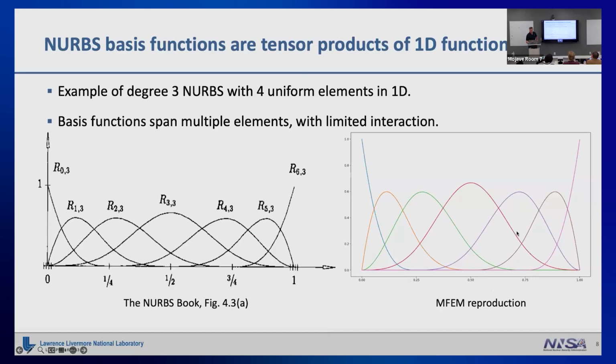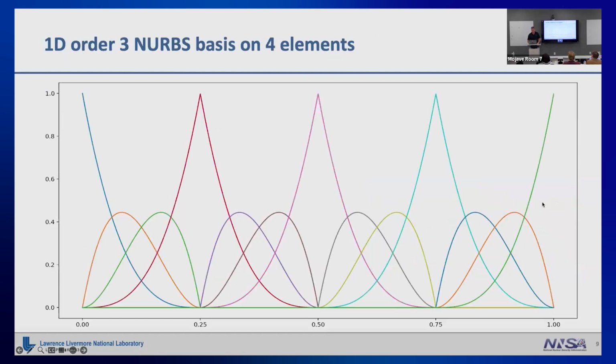We get these 7 basis functions, which have limited overlap, but some of them span multiple elements and overlap with multiple elements. They're also very smooth, as you can see. The smoothness actually depends on the multiplicity of the knots.